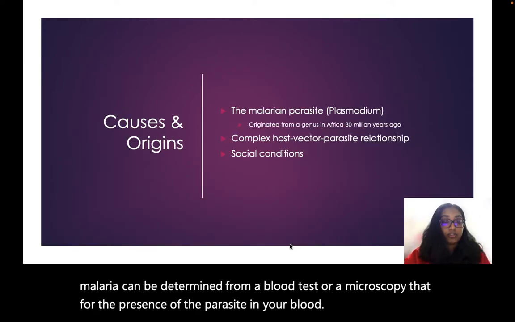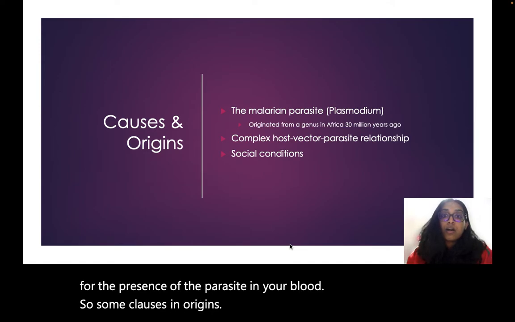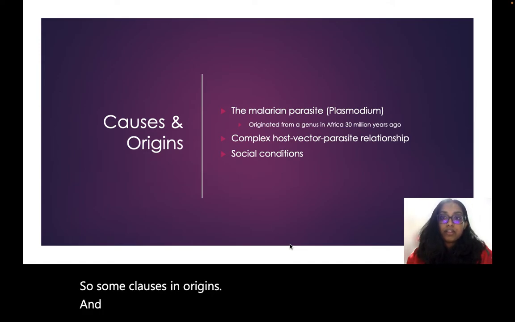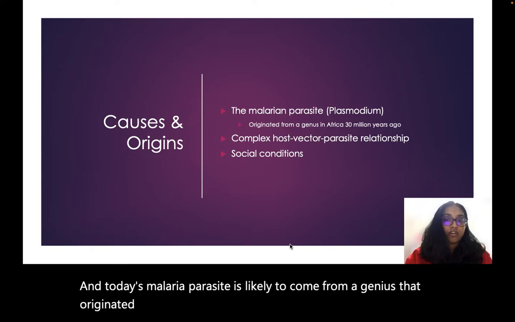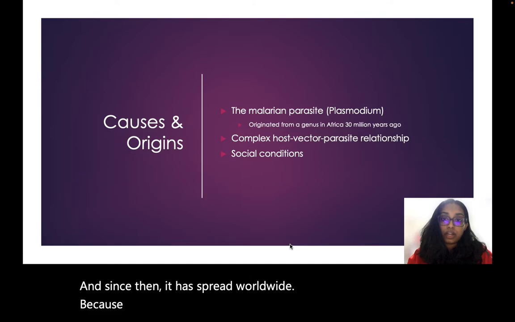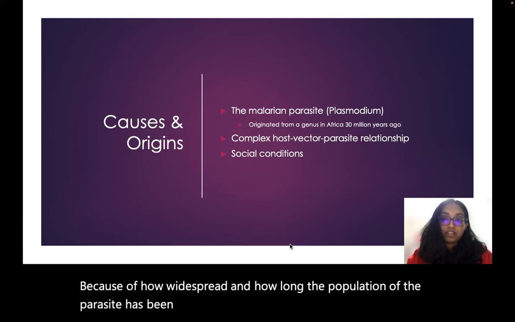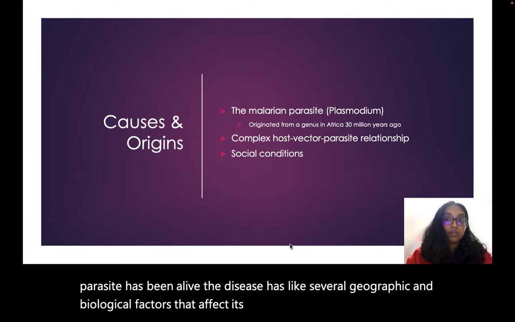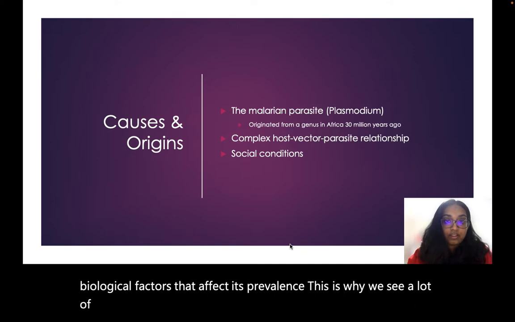So, some causes and origins. Today's malaria parasite is likely to come from a genus that originated in Africa about 30 million years ago, and since then it has spread worldwide. Because of how widespread and how long the population of the parasite has been alive, the disease has several geographic and biological factors that affect its prevalence. This is why we see a lot of variability in different symptoms.